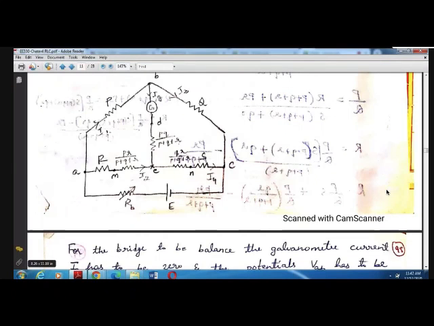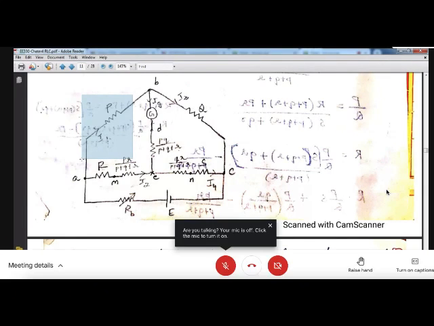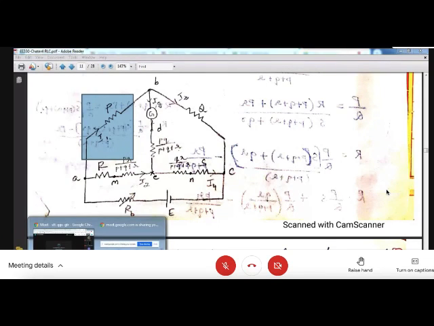What is VAB now? What is VAB? It is I1 into P. What is VAE? VAE, tell me. What is VAE? Tell me. VAB is what? I1 into P. You just drop across these things. Are you able to hear me? If the connection cuts, I can't know, so please speak in between at least.